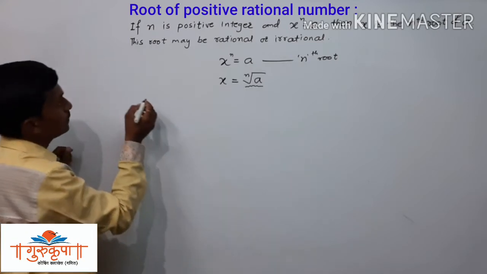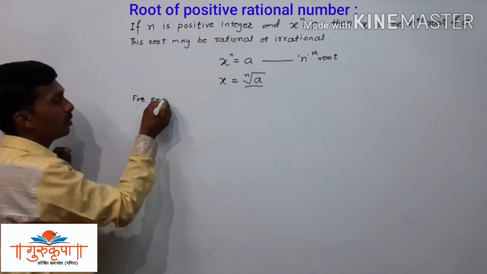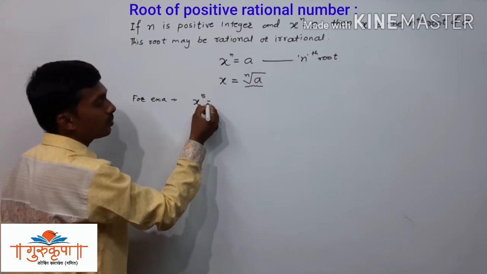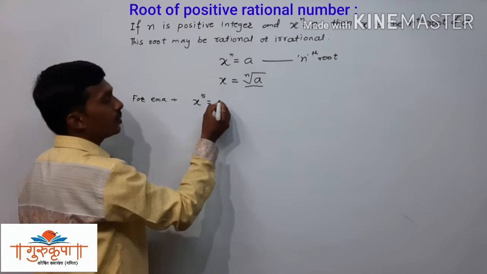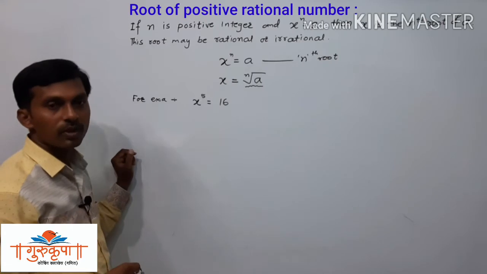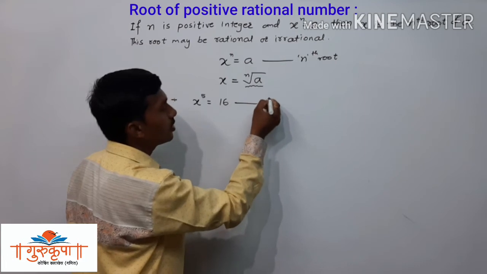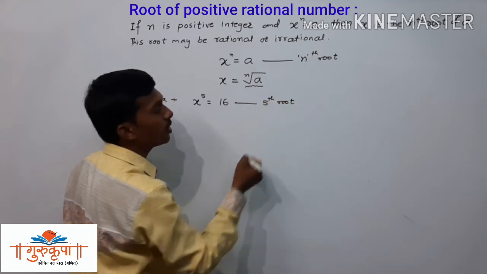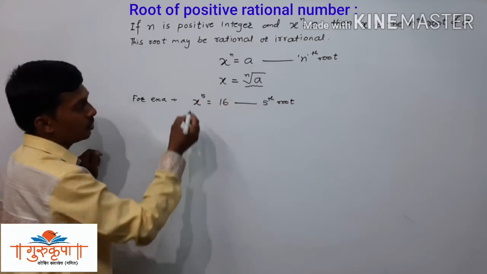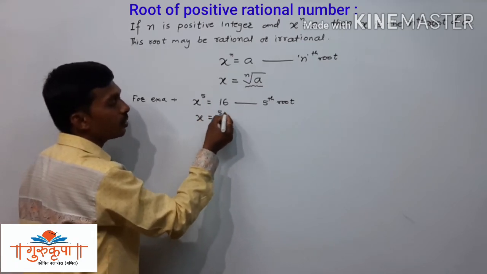For example, x raised to power 5 is equal to 16. Now we will take the fifth root of both the sides. Since here we have power 5, we take the fifth root. So the fifth root of x to the power 5 is x only. It is equal to the fifth root of 16.